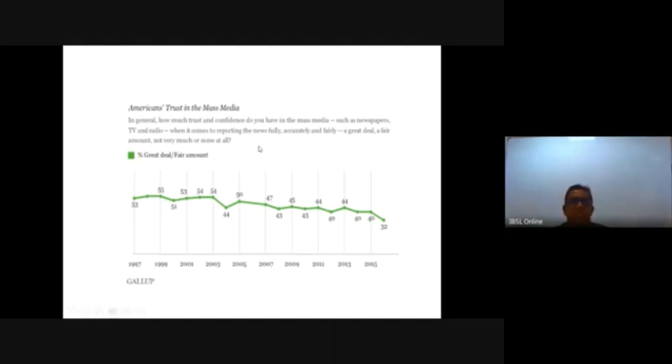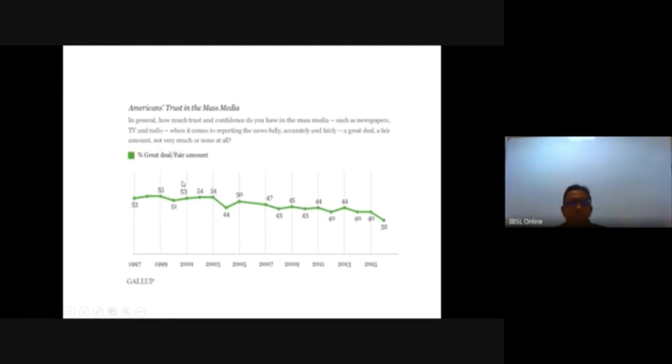Americans' trust in the mass media. In general, how much trust and confidence do you have in the mass media? Mass media means television, radio and newspapers. When it comes to reporting the news fully, accurately and fairly: a great deal, a fair amount, not very much, or none at all.